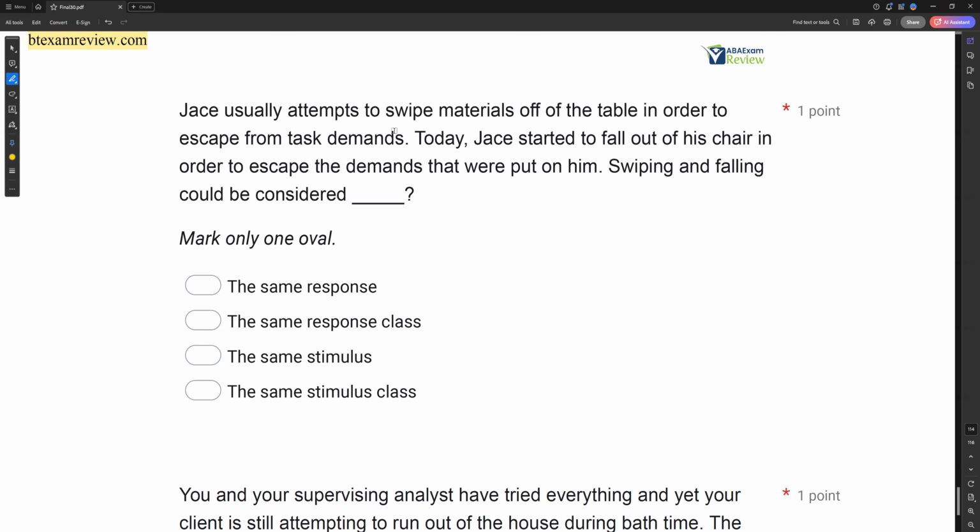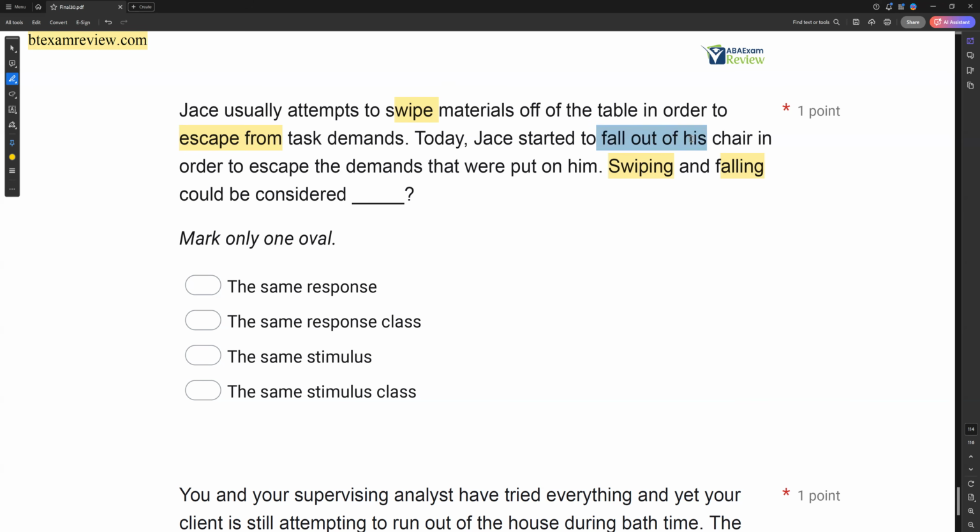Jace usually attempts to swipe materials off of the table in order to escape from task demands. Today, Jace started to fall out of his chair in order to escape the demands that were put on him. Swiping and falling could be considered blank. The question is asking about Jace's behavior and specifically the behaviors of swiping and falling. So, what do we know so far about swiping and falling? Well, we know Jace likes to swipe to escape. So, the function of swiping is escaping.